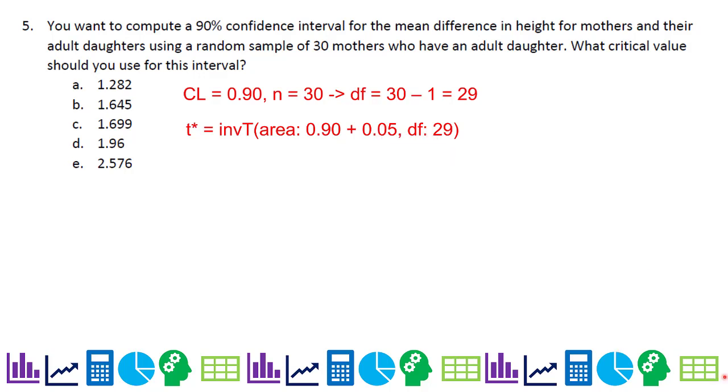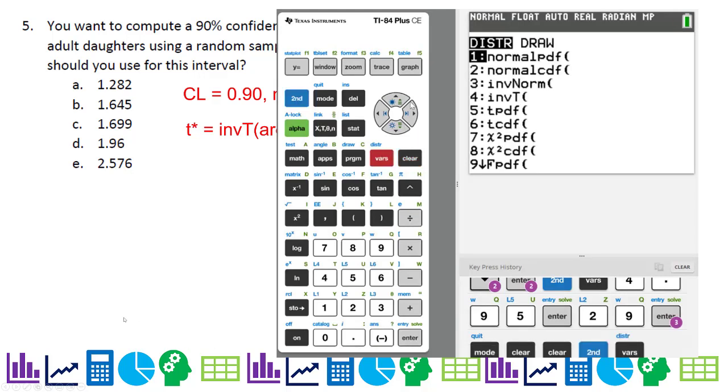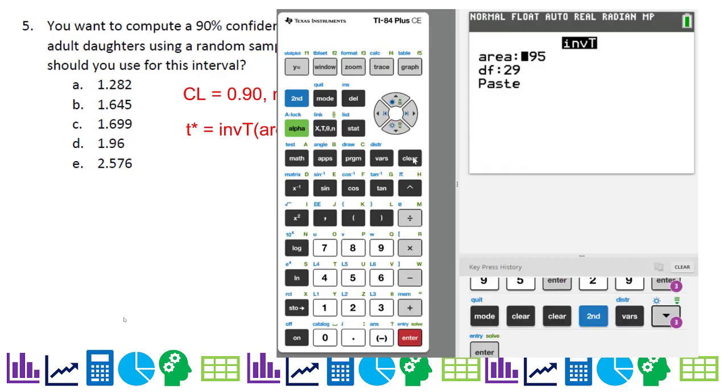And we'll go ahead and practice this one more time with the calculator. The rest of the problems, I'm just going to write the formula. It's second distribution to get to inverse t. And then let's go ahead and clear this up. So we're doing a 90% confidence interval. So I'm going to say 0.90.